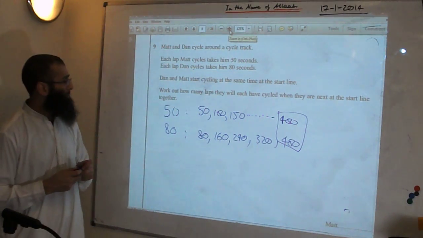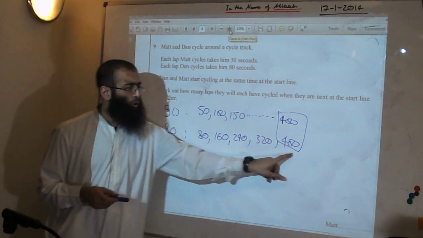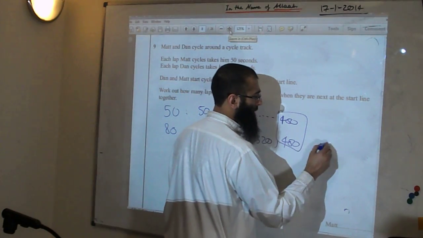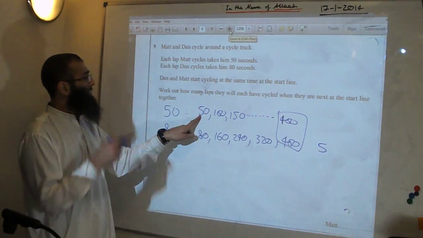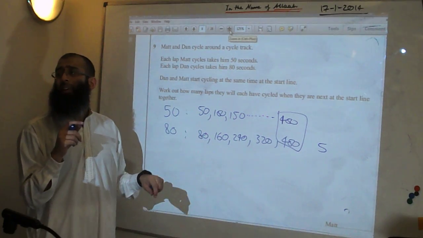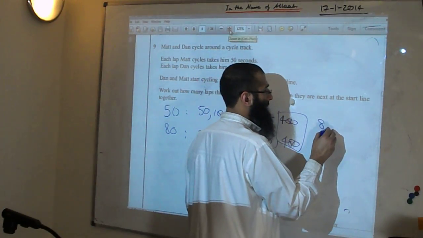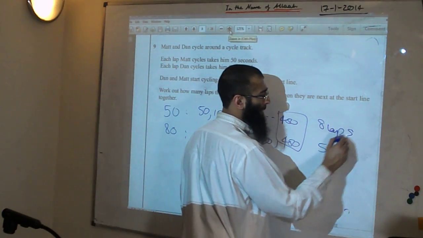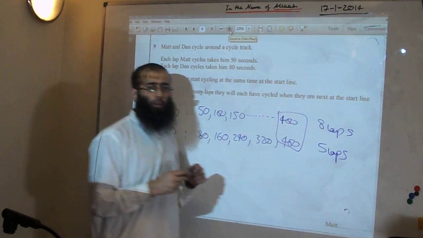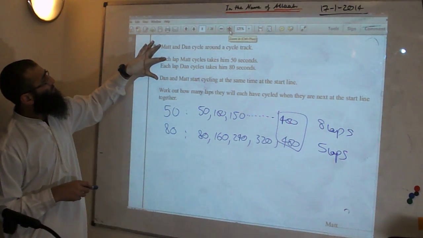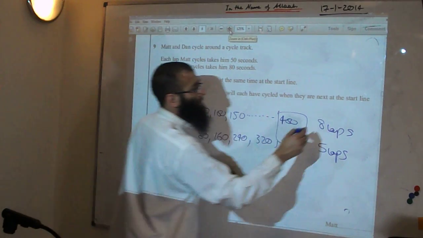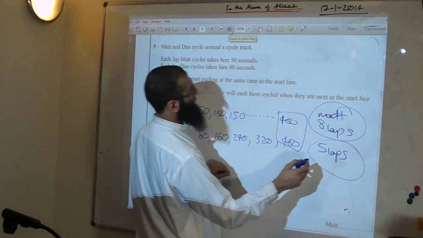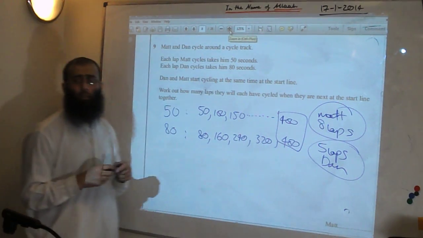Okay, now we need to think, for 80 to get to 400, how many times do you have to go around the cycle track? 1, 2, 3, 4, 5. Okay, and for the 50 times table to get to 400, we need to go how many times? 8. Because 50 times 8 is 400. 8 laps and 5 laps. So in the answer, which one's 50? So Matt will take 8 laps. And this one will be Dan. Dan. And that's the answer to that question.